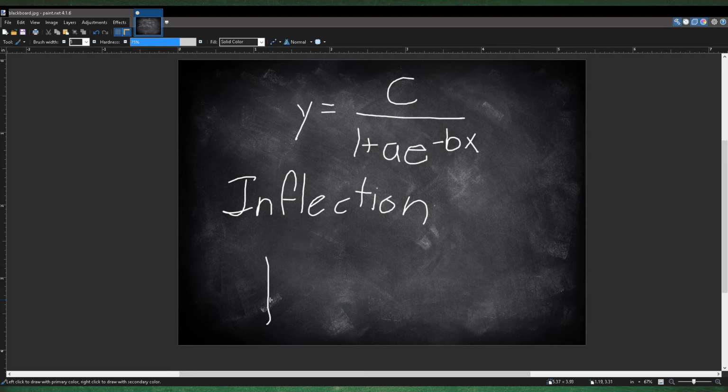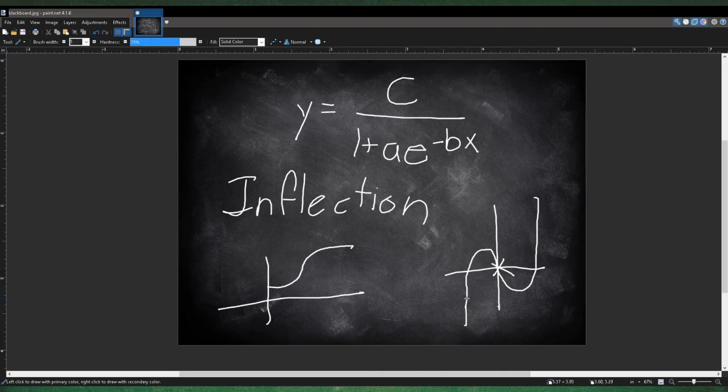A logistic inflection point is where the graph is changing concavity. So what does that mean? Let's look at a graph like this. We have a cubic function. It looks like it's concave down, but it also looks like it's concave up. An inflection point is basically a point in the graph, let's say right here, where it changes concavity. It changes from concave down to concave up.